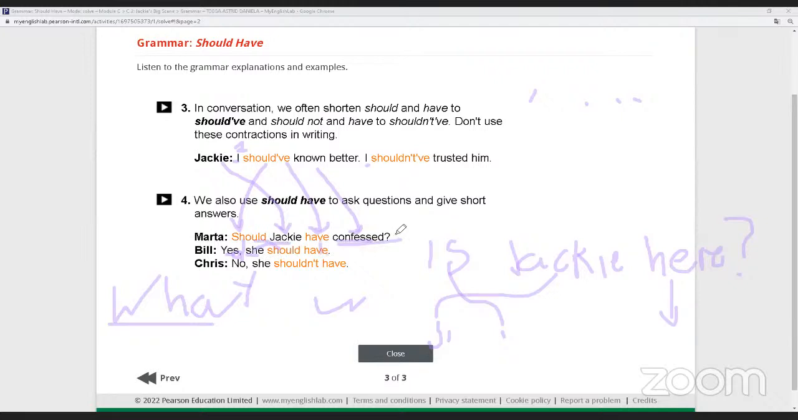The verb is not necessary to write, okay? We omit it, right? So, yes, she is. No, she isn't, right? Notice that we use the contractions though, right? No, she shouldn't have, or no, she should not have. It's up to you which one you are gonna use, okay?